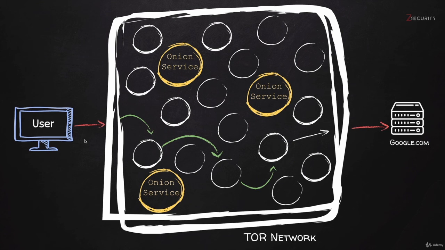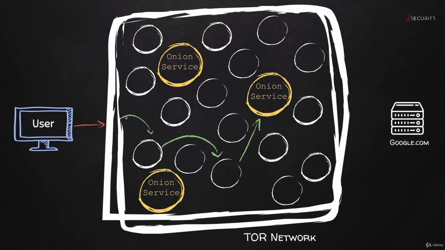So let's say instead of trying to go to google.com, you try to go to this onion service right here. What's going to happen is you're going to connect to the Tor network. Again, connection right here is not encrypted by Tor, but the ISP, like I said, the internet service provider or any other entity trying to censor your connection, they won't be able to see that you're trying to access an onion service. They'll only be able to see that you're connecting to the Tor network.